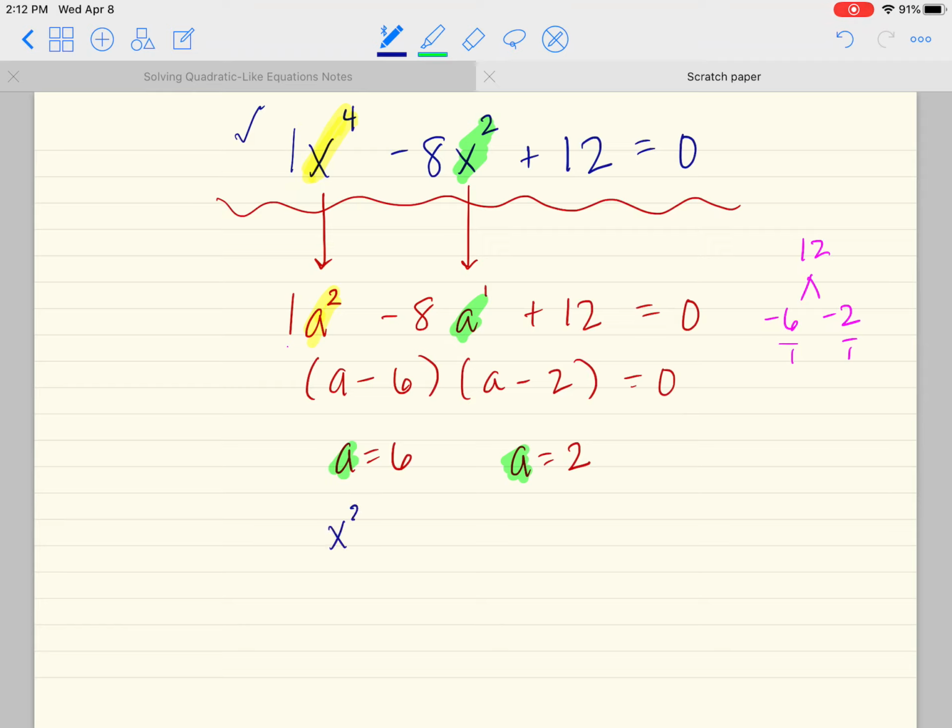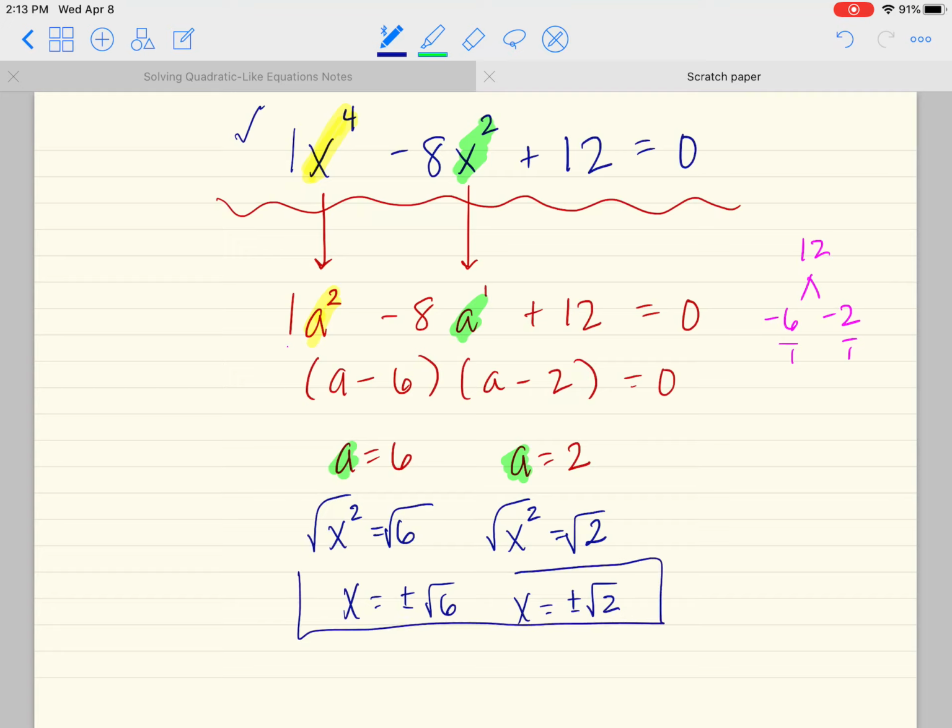So if we solved for a, but a replaced x squared, if a is equal to x squared, then here we're going to put that back in, right? If a replaced x squared, now we're going to replace a with x squared. So x squared equals 6 here, and x squared equals 2 here, okay? And now we have two equations we can use to solve for x. If we square root both sides here, we get x equal to plus or minus radical 6. If we square root both sides here, x is equal to plus or minus radical 2. And now we have 4 solutions.